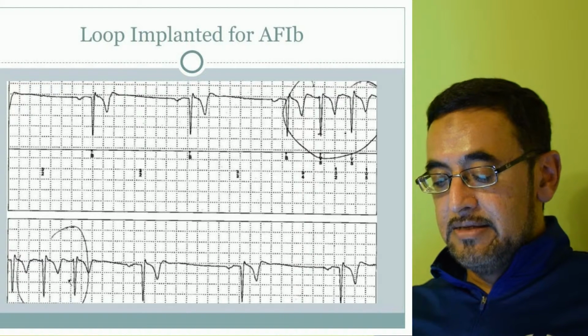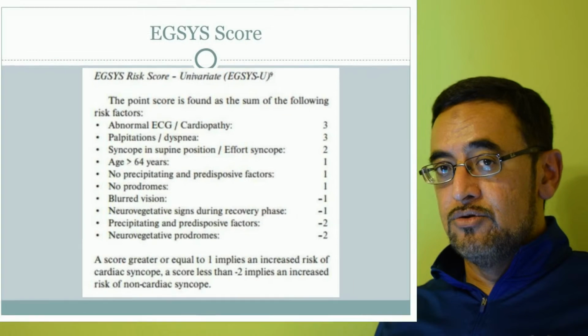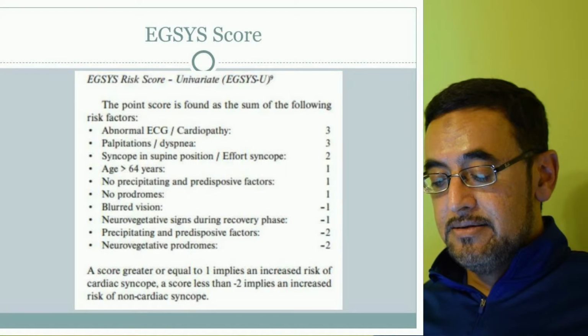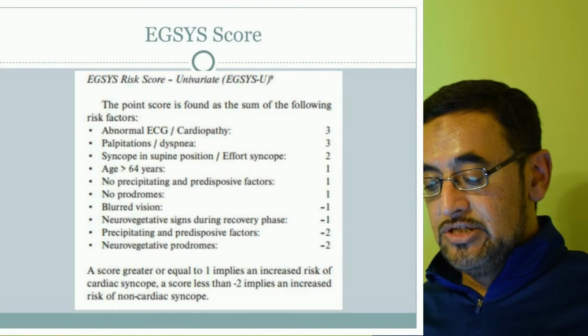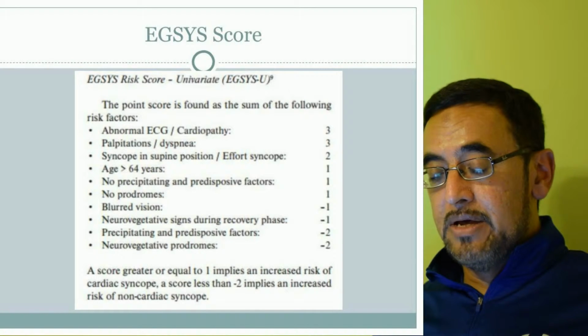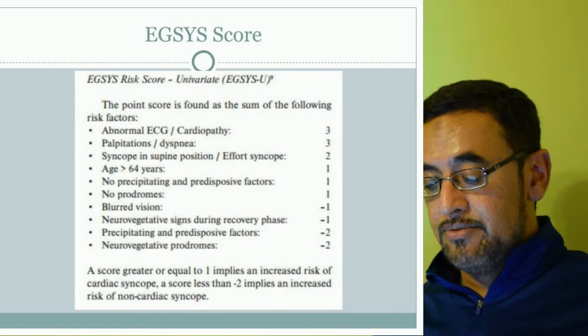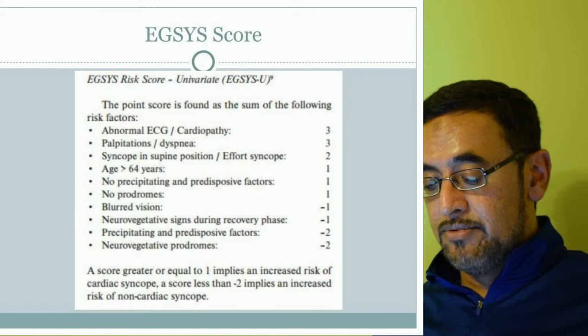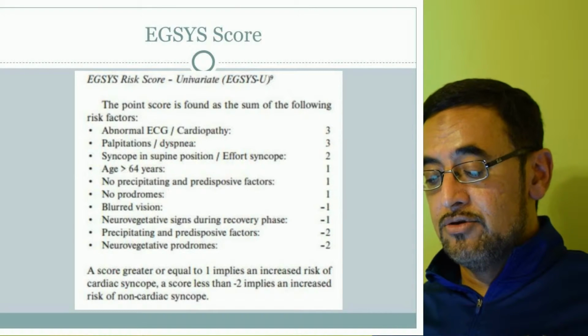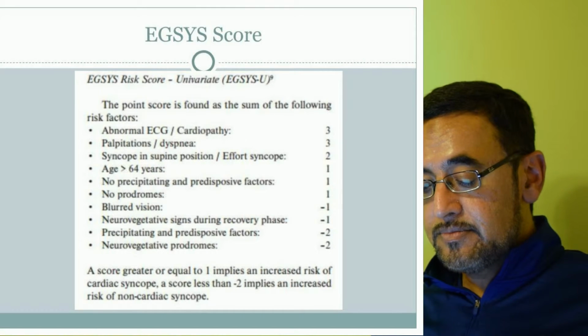Therefore we have a thing called an EGSYS score, which has been validated. You get a point for the following conditions. If you have an abnormal EKG or a cardiopathy, you got 3 points. If you have palpitations or shortness of breath, you get 3 points. If you pass out in the supine position, you get 2 points. If your age is more than 64 years, you get 1 point. If there is no precipitating cause, you get 1 point. If you have no prodrome, you get 1 point.